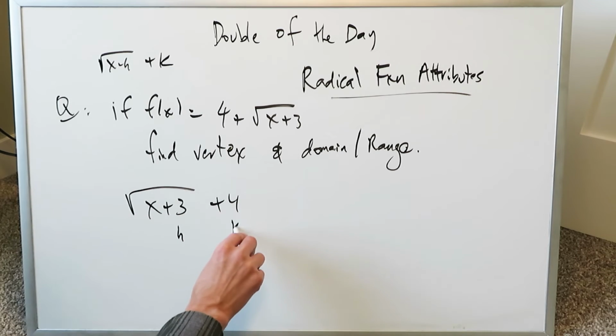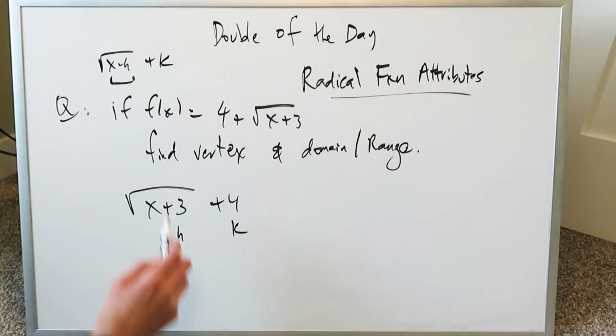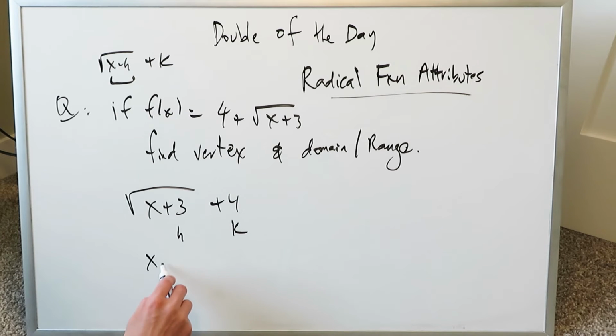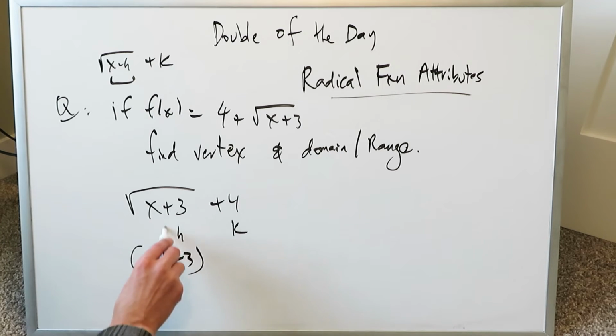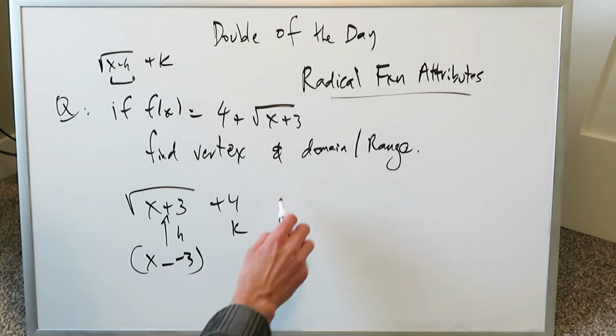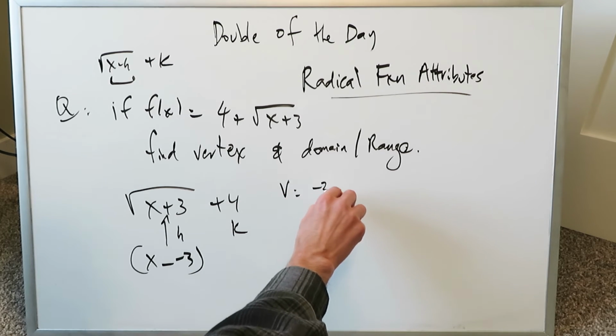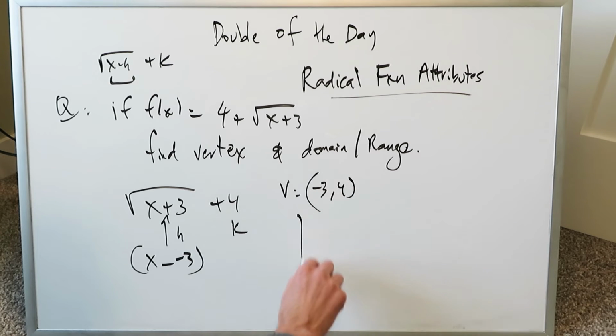Here's my h value, here's my k value, but if you're looking at x minus h, what you're really looking at is x minus (minus 3), which is how it got converted into a positive. This here is your h, this here is your k. So the vertex very easily here is (minus 3, 4). If you were to graph it, you're looking at this.